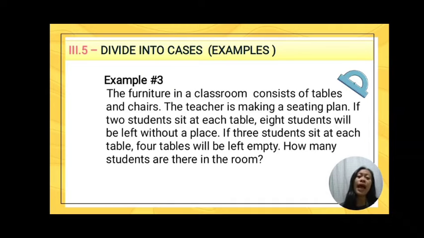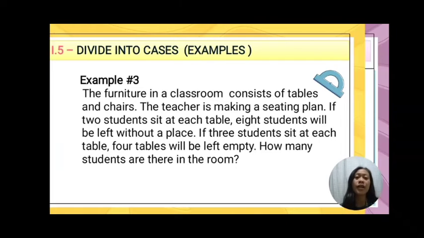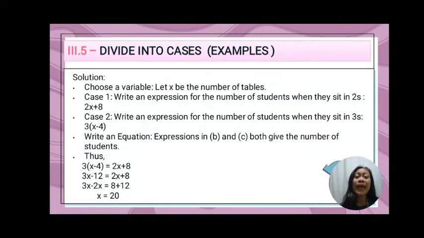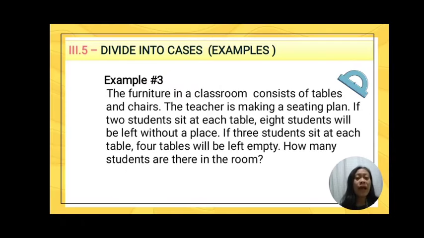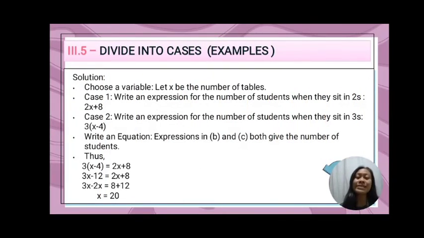So, hindi naman natin alam kung ilan ang number of tables. So, the solution is, we will let x be the number of tables. So, yung case 1 natin doon ay mag-write tayo ng expression for the number of students when they sit in twos or by twos. So, magiging 2x plus yung left without a place na table which is 8. So, 2x plus 8. Yung first case natin.